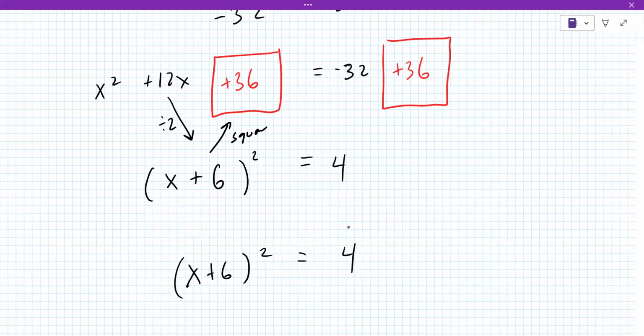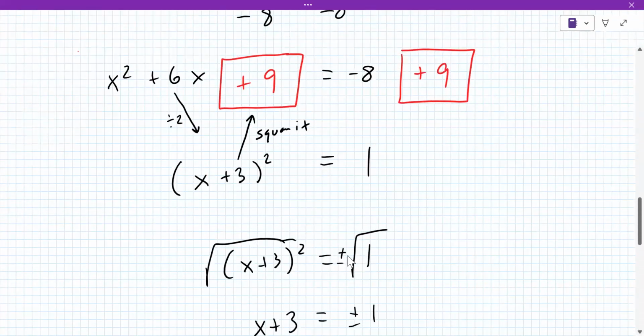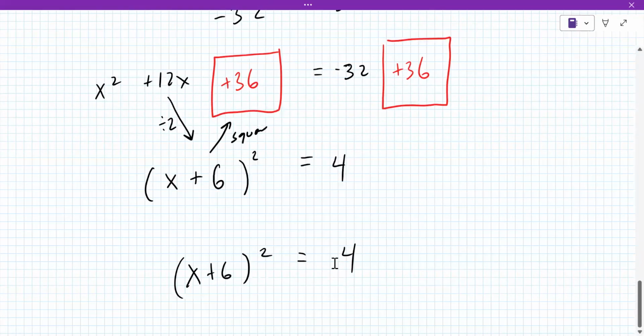Wait, would the 4 squared go down to 2? Let's look back at the previous problem just to make sure here. What is this symbol here? Plus or minus? Square root plus or minus, right? Yes, it is the square root of that number, but then there's also the plus or minus to add in there.